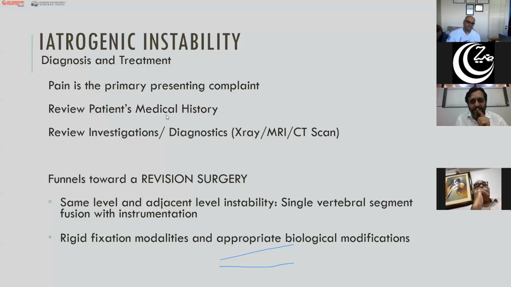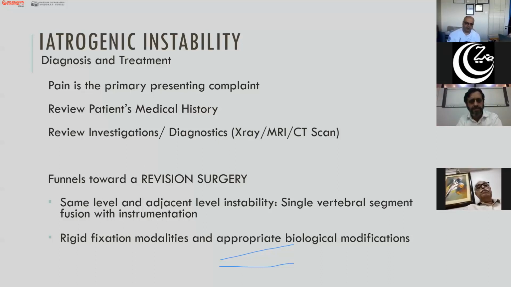So again, we are talking about investigations. We need to do radiographs, CT and MRI. And then, as they rightly mentioned in the slides, it funnels towards revision surgery.